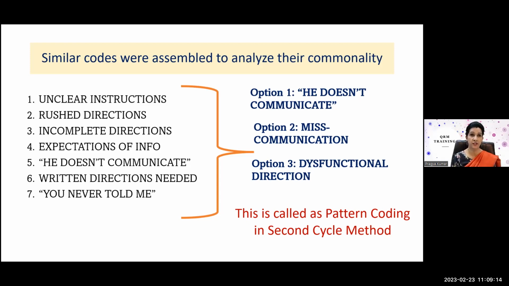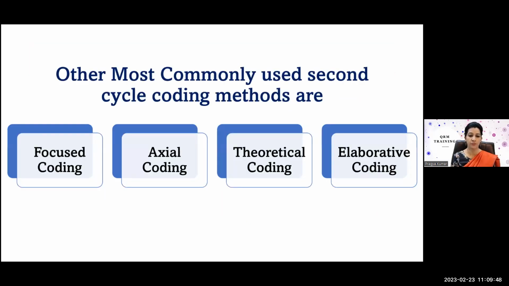And the third option is the dysfunctional direction. So you can see that you can replace all these 7 codes with either of these 3 options. Maybe somebody can write ineffective communication, like we read communication as effective and ineffective. So maybe what initially I thought, I wrote it as ineffective communication. So this is again a pattern. You are trying to see a pattern in these codes, and you have replaced all these seven with one. This is the type of code, that is the pattern code.